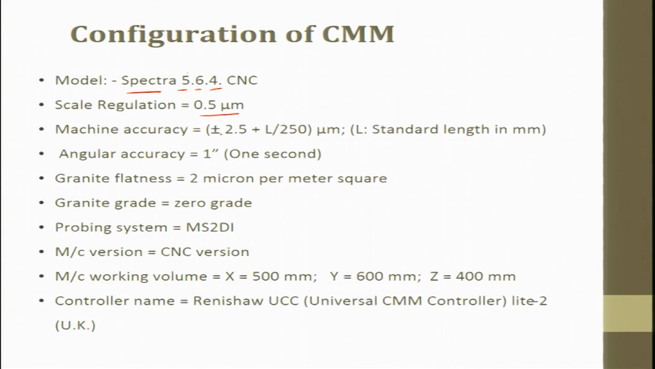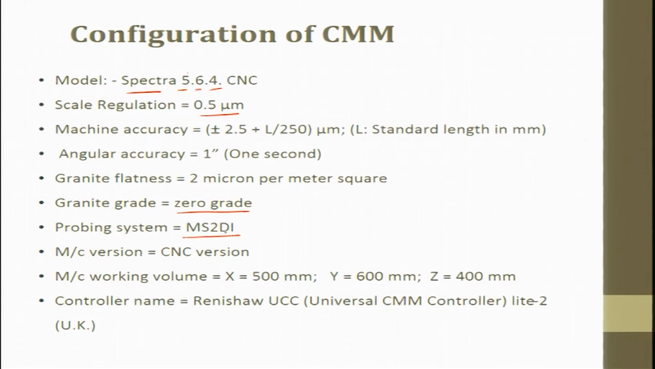Machine accuracy is plus minus (2.5 plus L by 250) micrometer, where L is the standard length in mm. Angular accuracy is 1 second of the angle. Granite flatness: granite is the work table that we have, it is 0 grade granite, so 2 micron per meter square is the flatness. So it is quite smooth to keep our measuring instruments on, and since it is 0 grade, the thermal expansion is also 0.